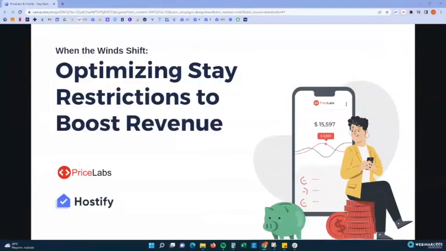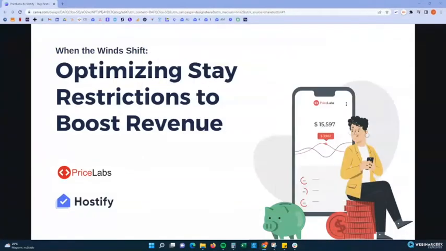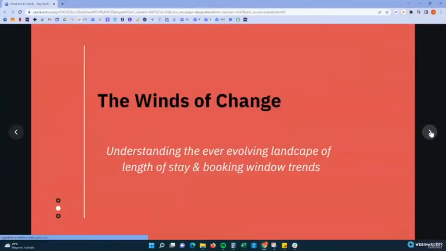Okay. So I'm going to start sharing my screen. Let me see if everyone can see it. All right, perfect. So as we mentioned, we're going to start speaking about optimizing the stays and the restrictions to boost the revenue. Okay, so let's start with the first page.